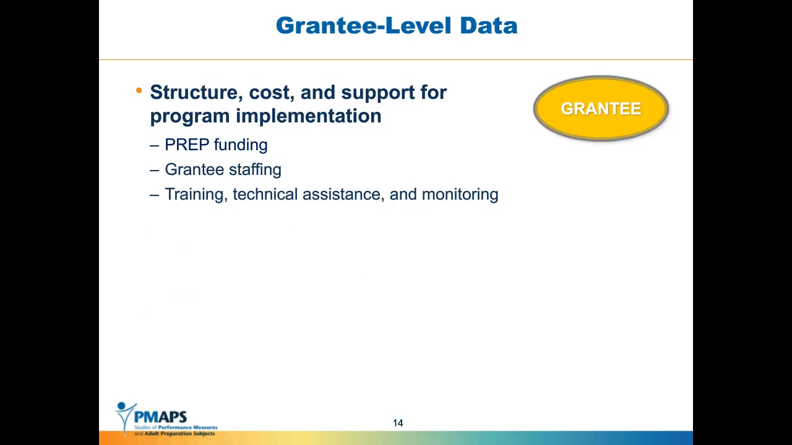We'll begin with information reported at the grantee level. This information focuses on the structure and cost of the PREP programs and the supports that are necessary for implementing the PREP programs. In particular, FISB is interested in information in three specific areas: PREP funding, grantee staffing and training, technical assistance, and monitoring.